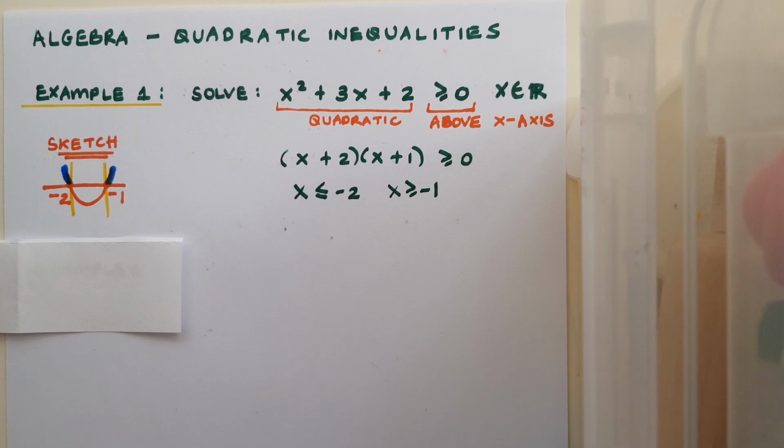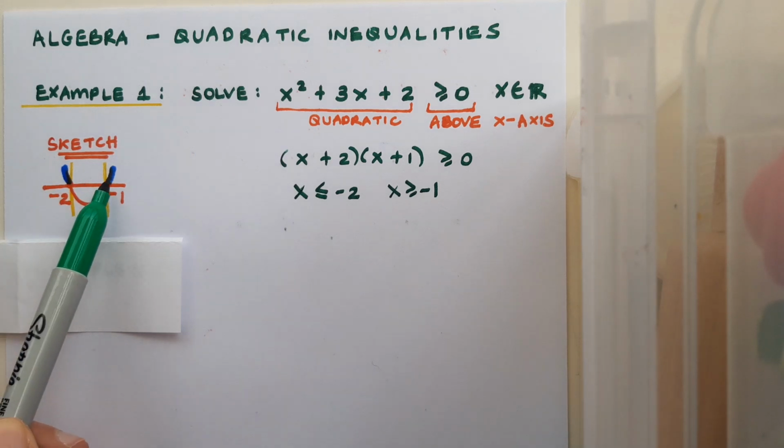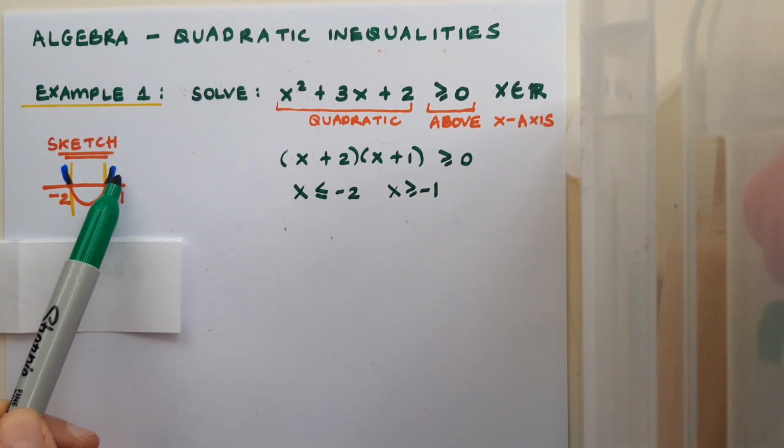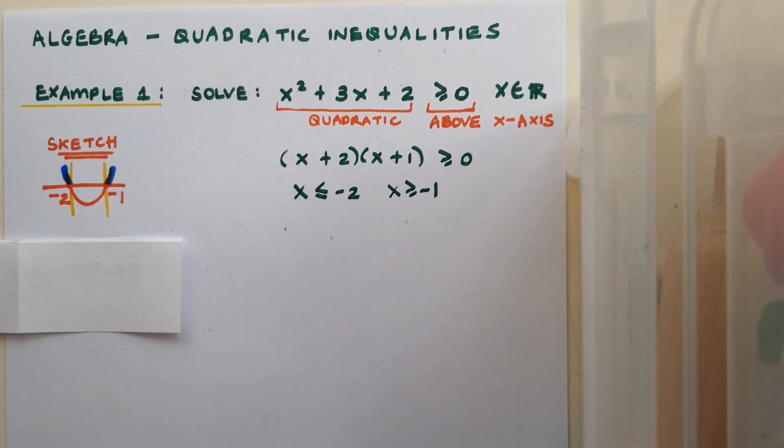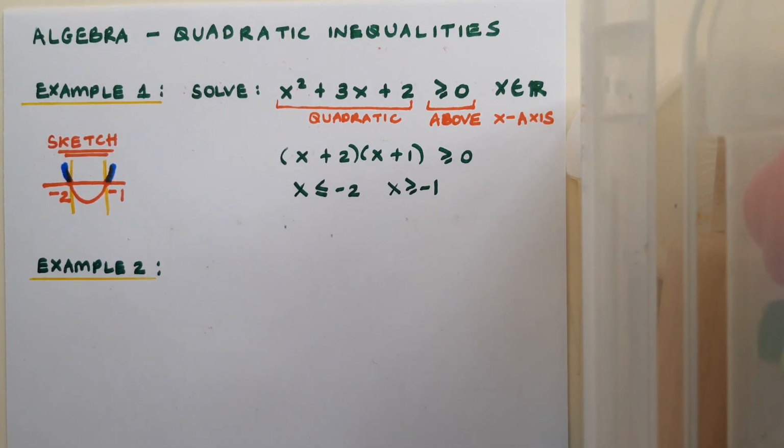I can say that the quadratic x squared plus 3x plus 2 is above the x-axis if I move back from -2, that's the less than, and if I move forward from -1, that's the greater than. Let's have a look at a second example.